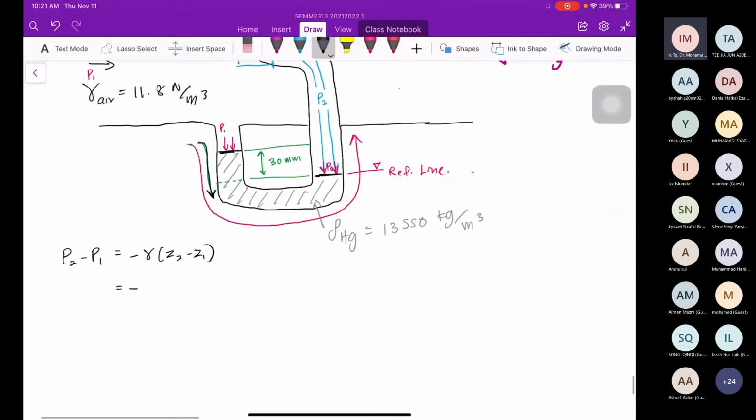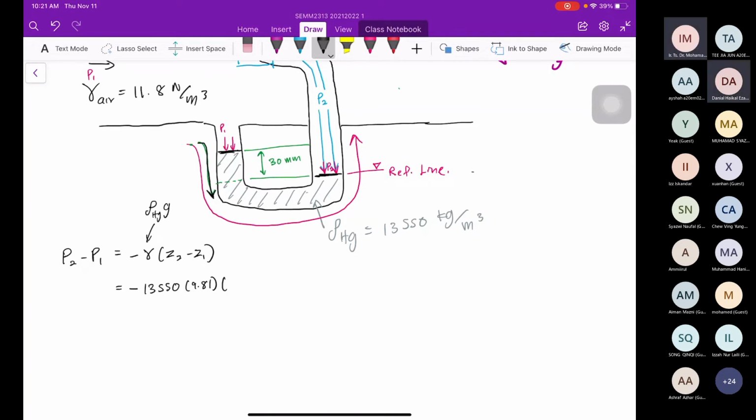So, negative what? Gamma of mercury, which is rho of mercury times gravity. Rho is given as 13550, multiplied with the gravity, which is 9.81, times Z2 minus Z1. What is the value of Z2? Class, I want to test your understanding. Z2 equals what?